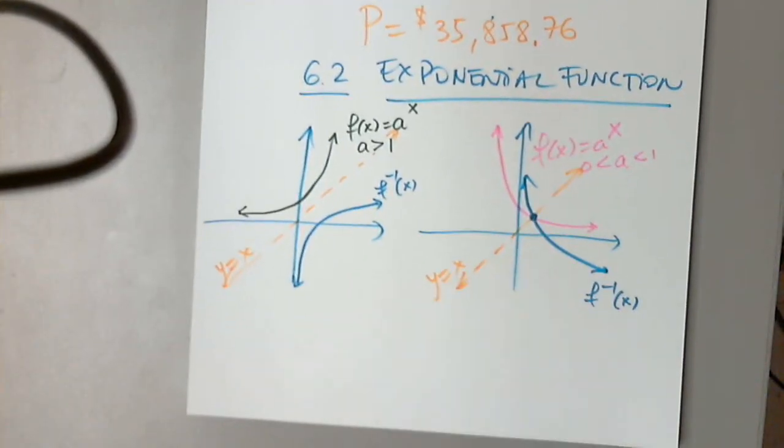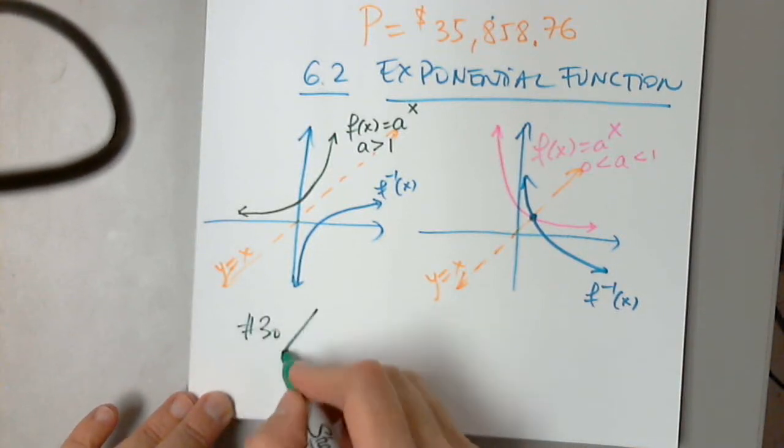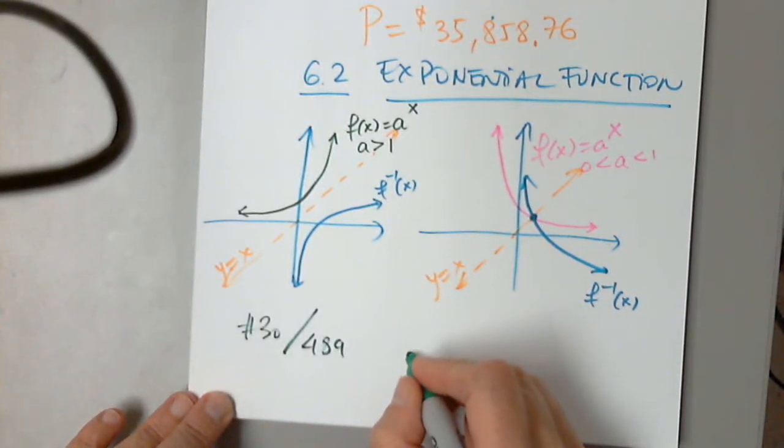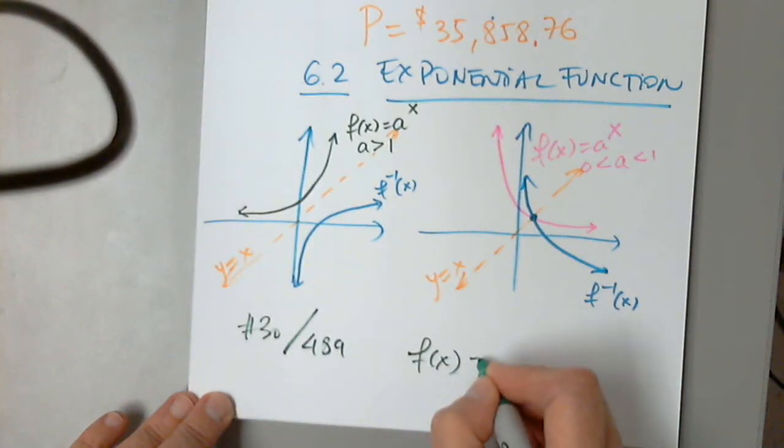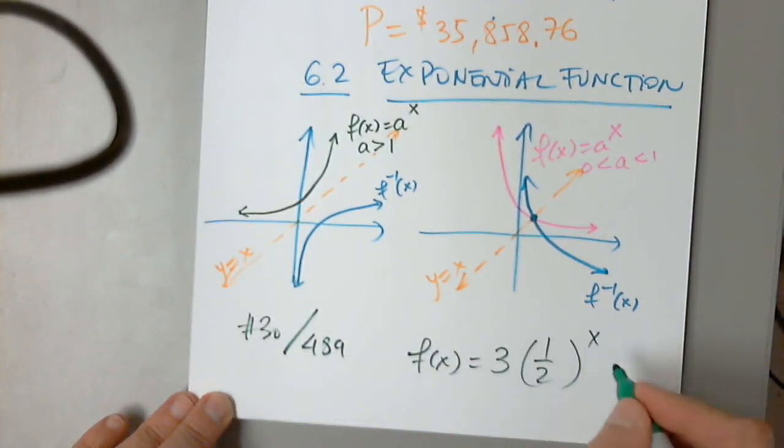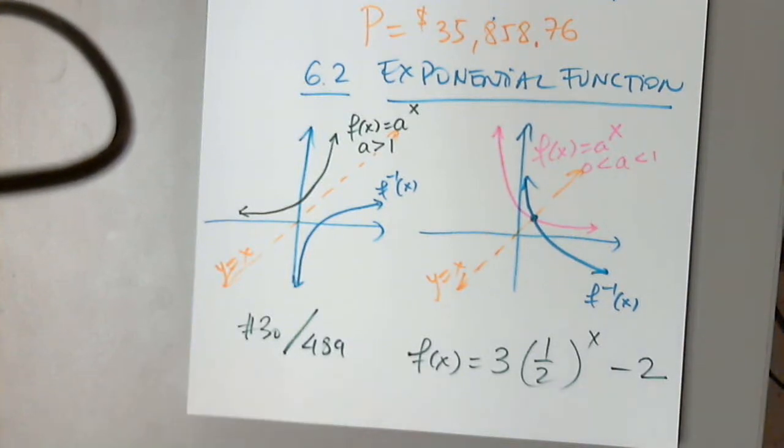And I would like us to work on some transformations. Please choose whatever you like from here and use transformations. What about 30? Yes? No? Yes, very good. So 30. On page 489, we're asked to graph using transformations f of x equals 3 times 1/2 to the x, minus 2.